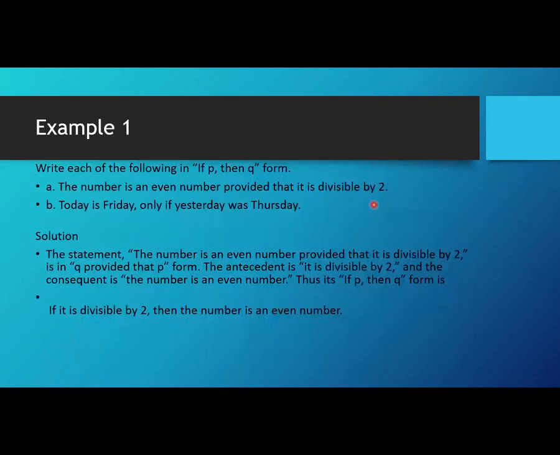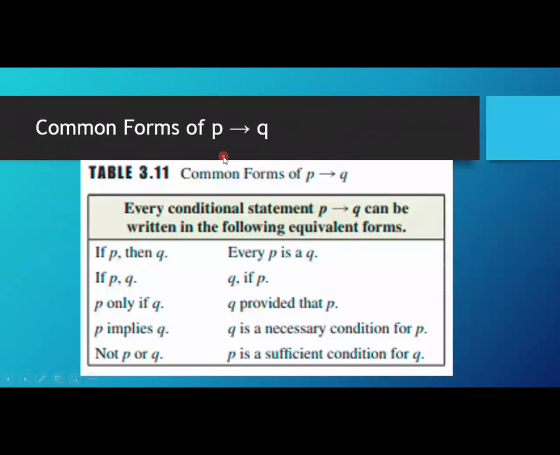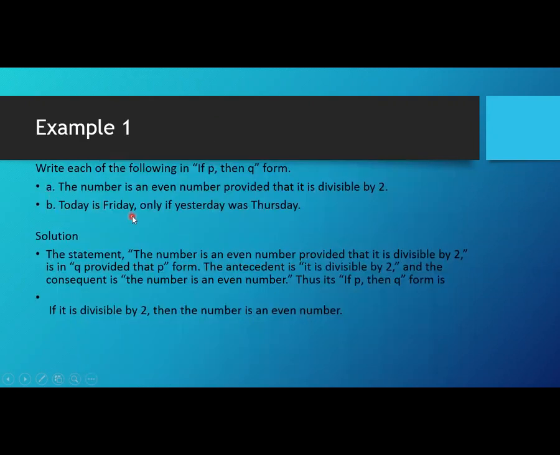So, let us have an example. Write each of the following in if P, then Q form. Letter A: the number is an even number, provided that it is divisible by 2. Since the connective used is "provided that", going back to the table, Q comes first, then P. So it is Q provided that P. The equivalent form of the conditional is given.